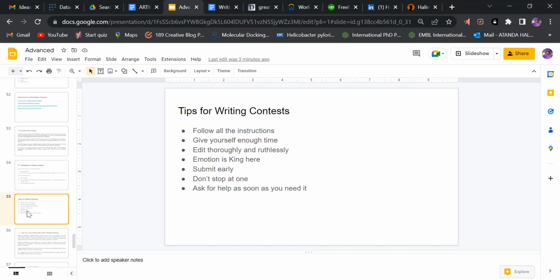Then edit thoroughly and ruthlessly. This goes without saying. I mean, it's a writing contest. So apart from the story, they are looking for your attention to detail. They want to know that you actually understand the elements of grammar and correct writing.